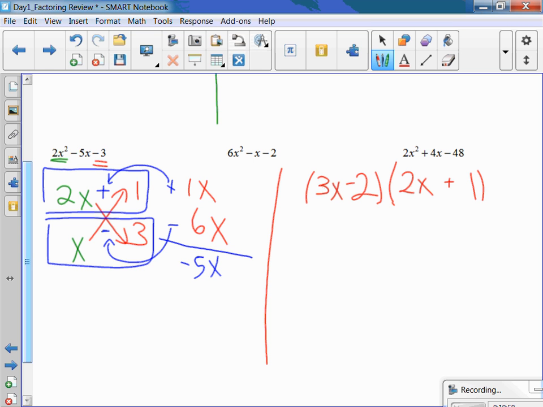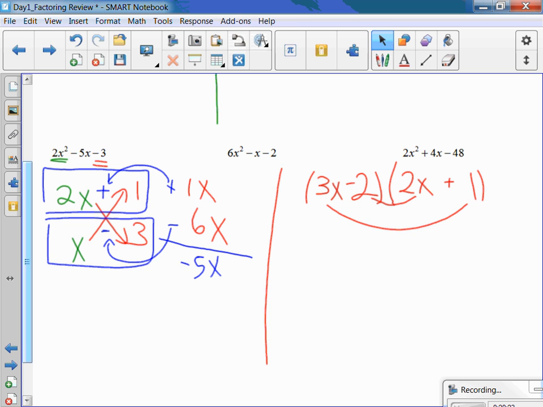Yes. 3x times 2x gives me that 6x squared. My outer term, 3x. Inner term, minus 4x gives me that negative x. Negative 2 times 1 gives me that negative 2. But I've been doing these type of math problems for a long time, so it's easy for me. More patterns, right? If the trial method doesn't work, there's the AC method. There's a crisscross method. However you guys learn how to do this stuff is the way that you should attack it.